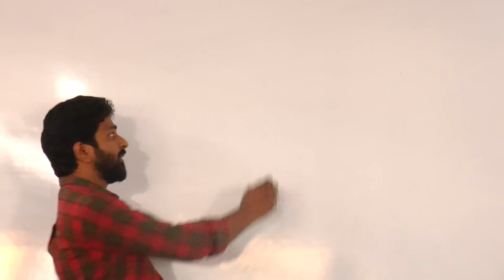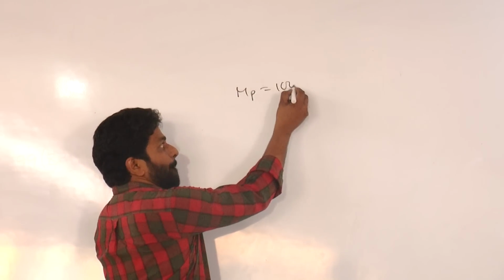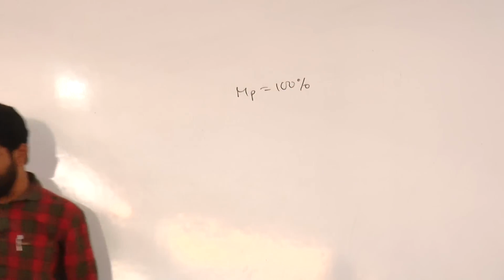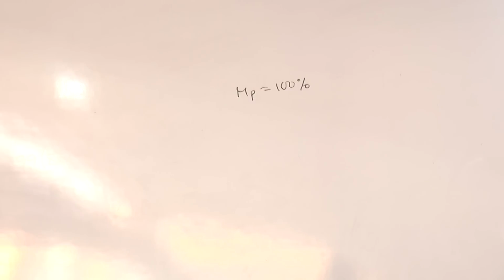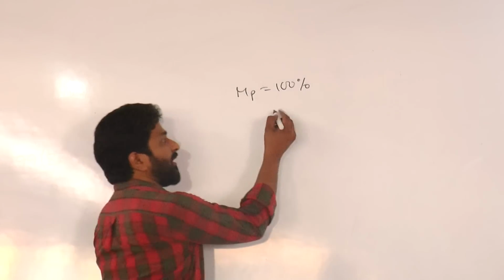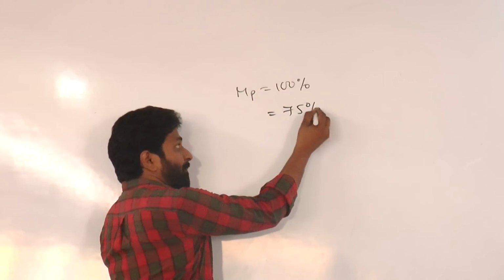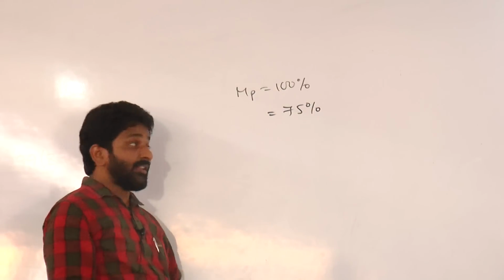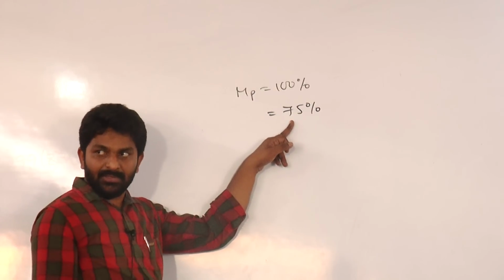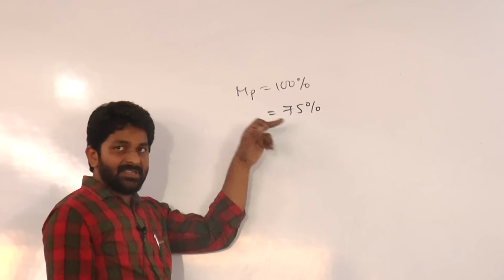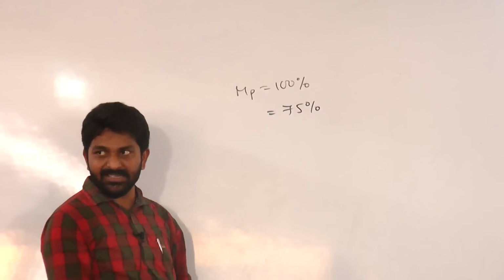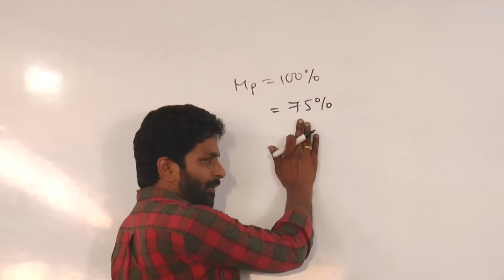Right. First, let me discuss in terms of percentage. Let market price be 100%. And what percent discount is already allowed? 25%. So if 25% discount is allowed, he bought it for 75%. This is the discounted price. Upon this, he is adding 15% sales tax. Can I directly add 15 or 15% of 75?